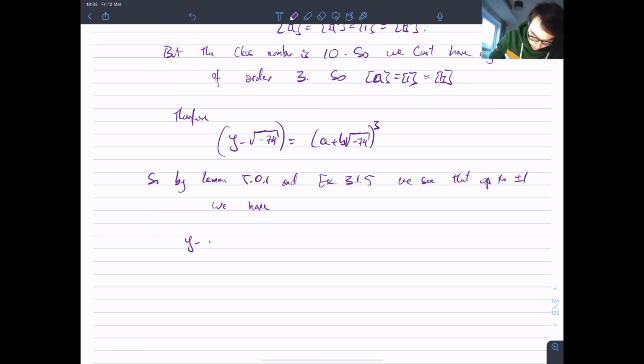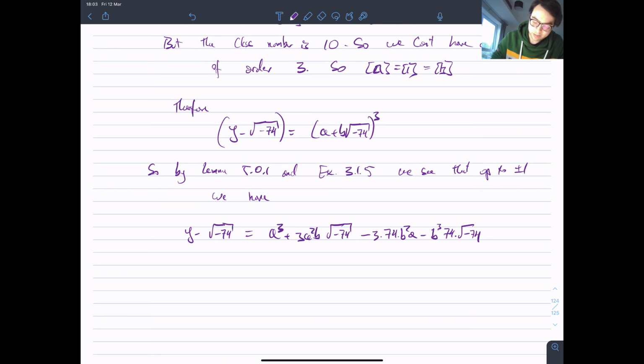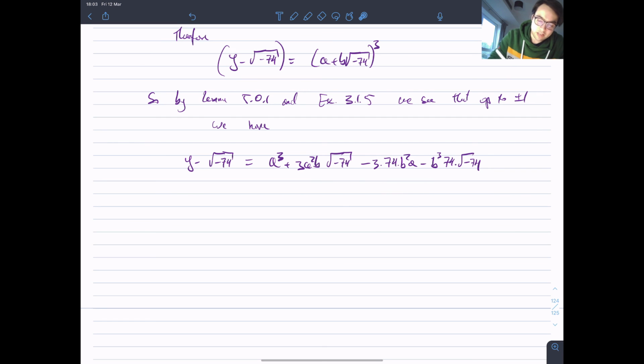So what do we have? Well, first of all, I can expand this out, so I get a cubed plus 3a squared b square root of minus 74, minus 3 times 74 times b squared a, minus b cubed 74 times square root of minus 74. So now we're basically back to what we were doing in the first example. I compare coefficients and then I can figure out what my solutions are.